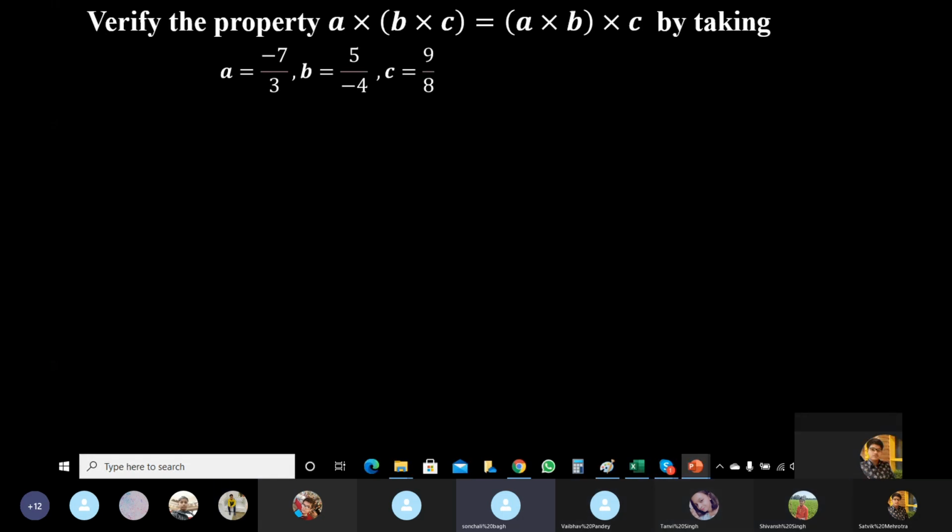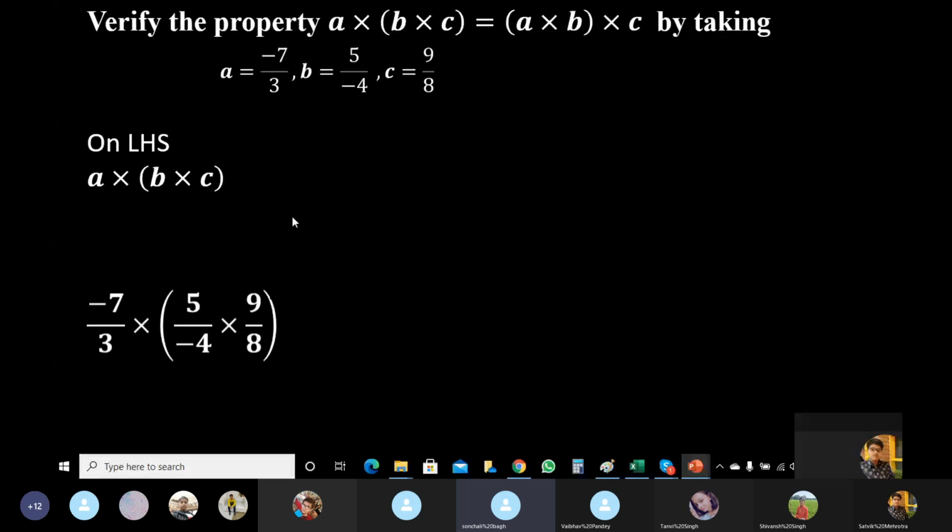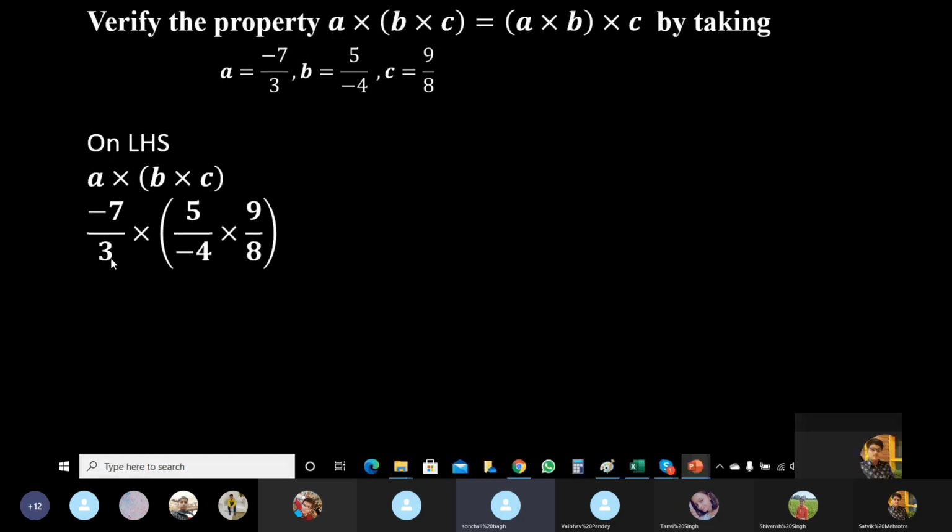Now what we have to do? We have to take the LHS side first. On LHS what are we having? A into B multiplied by C. Now we will be substituting these values. So on substitution what I got: minus 7 by 3 multiplied by B, which was 5 by minus 4, and C was 9 by 8.